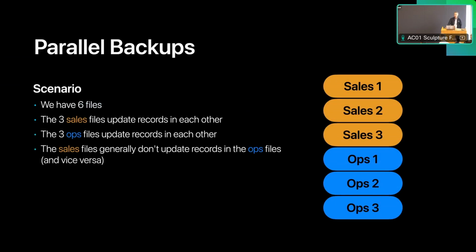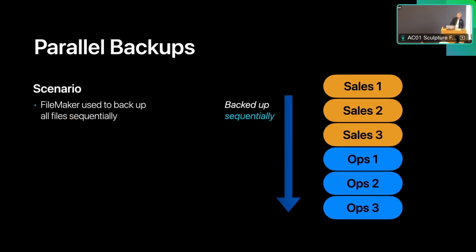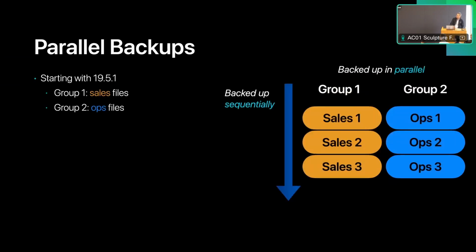And when records are committed in one of the sales files, it's typically accompanied by record commits in one of the other sales files. But the operations files tend to be untouched when sales records are updated. And the same is true in the other direction, right? Now, FileMaker used to back up all files sequentially. But starting in 19.5, FileMaker Server monitors record commits to learn how these commits are grouped into different files.